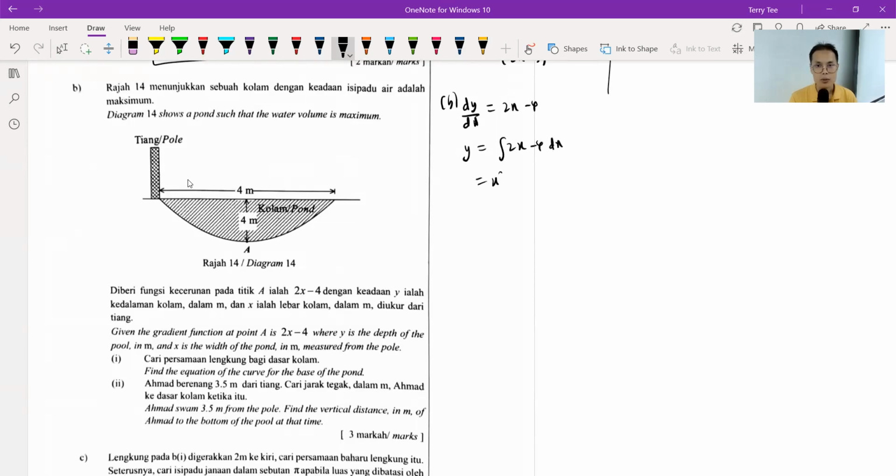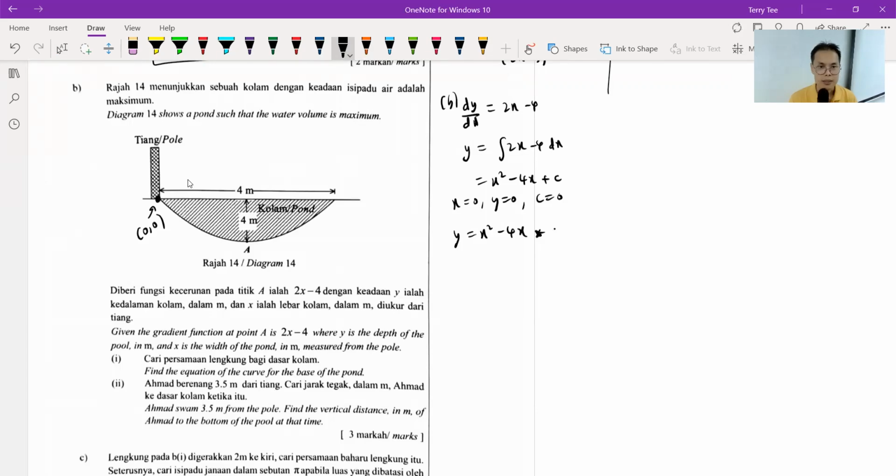This will be x squared minus 4x plus c. Now, since x is measured from the pole here, this point will be (0, 0). So we know when x is 0, y is 0, therefore c is also 0. My equation representing the depth of the pool is y equals x squared minus 4x. Okay, now we're supposed to find the equation.